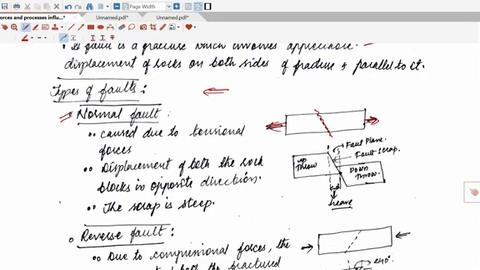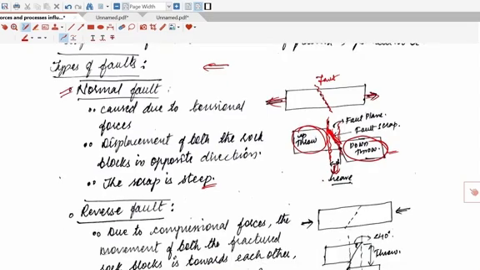Caused due to tensional force, displacement of both rock blocks in opposite direction. The scarp is steep. This is the scarp, this is the steep, and the block which comes upward is the upthrow, and the block which goes below, we call it the downthrow. And the distance between these two blocks, we call it the heave. And this is the fault plane. So this is the normal fault.